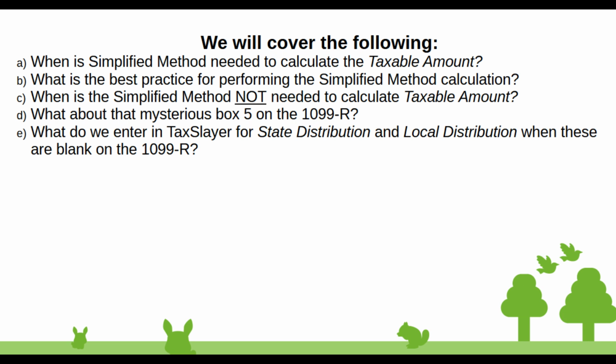What about that mysterious box 5 on the 1099-R? What does it mean? What do we do with it? And finally, what do we enter in TaxSlayer for the state distribution and local distribution when these boxes are blank on the 1099-R, which they are so often?